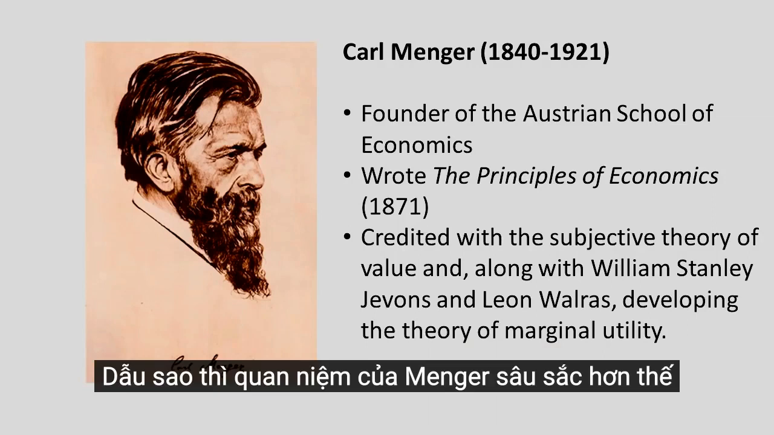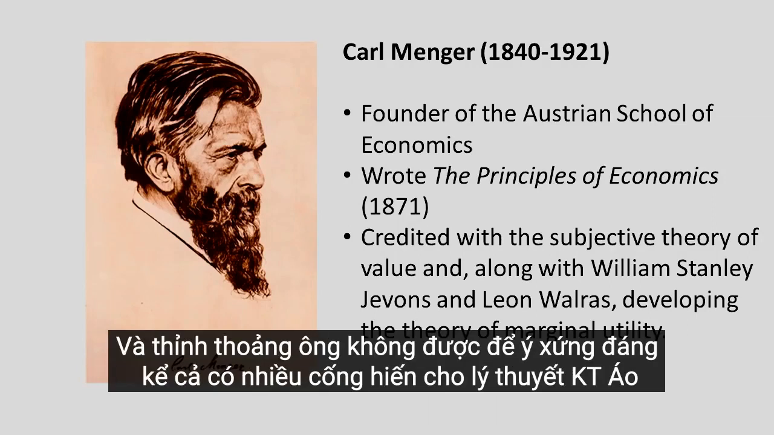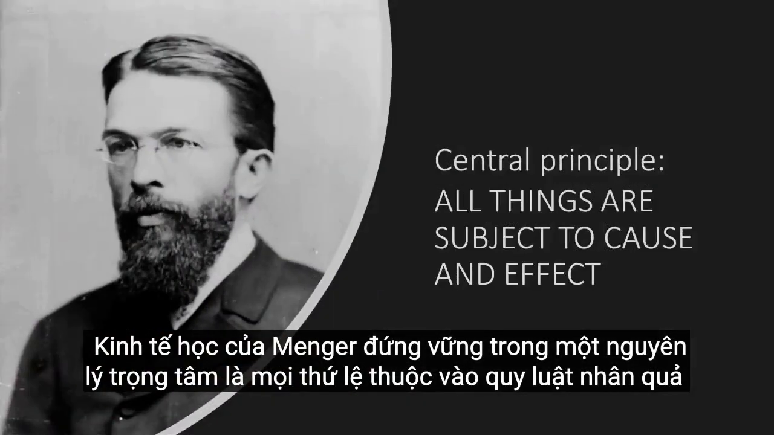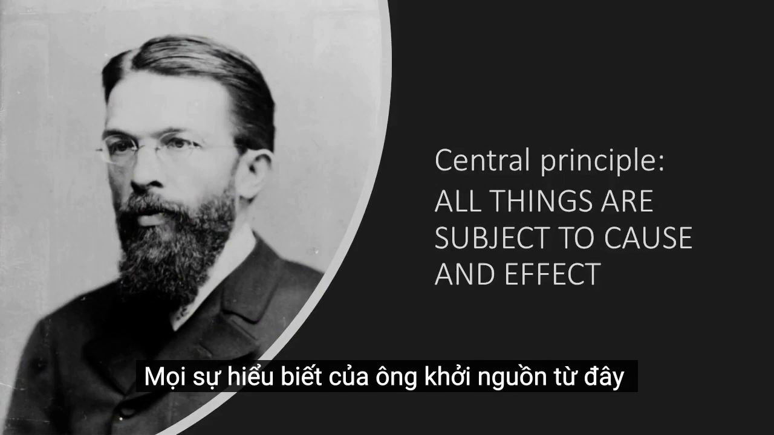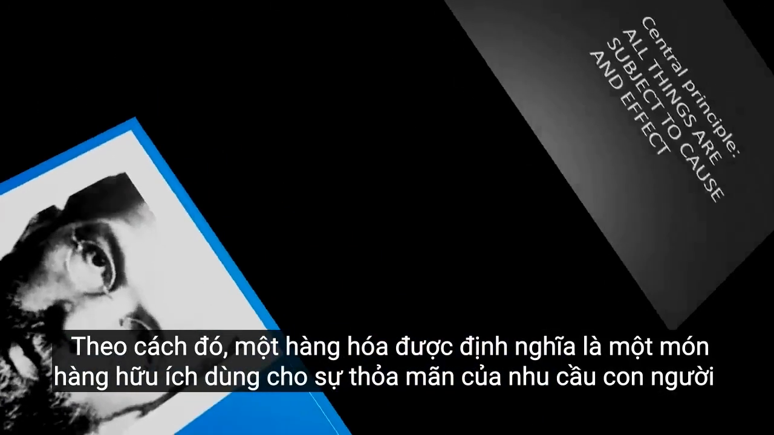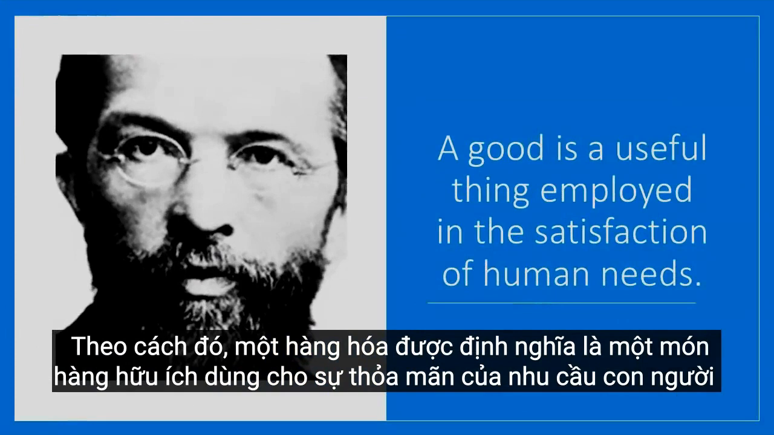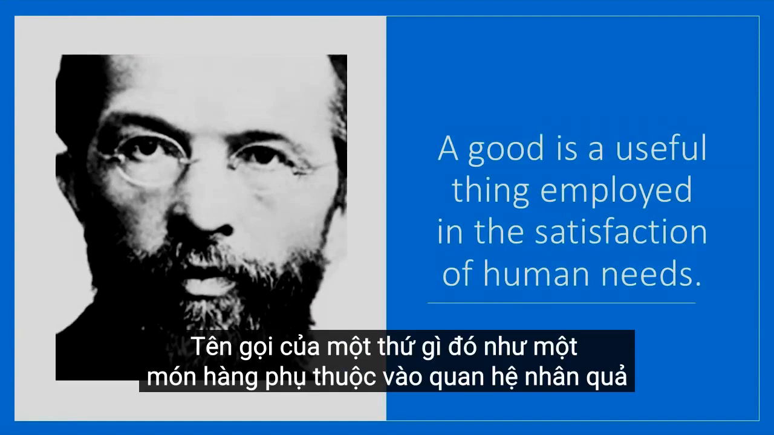However, Menger's ideas were a lot deeper than this, and sometimes he is not given due attention even by those steeped in Austrian theory. Menger's economics are grounded in one central principle, that all things are subject to the law of cause and effect. All his insights flow from this. Thus, a good is defined as a useful thing employed in the satisfaction of human needs. The designation of something as a good depends on this causal relationship.